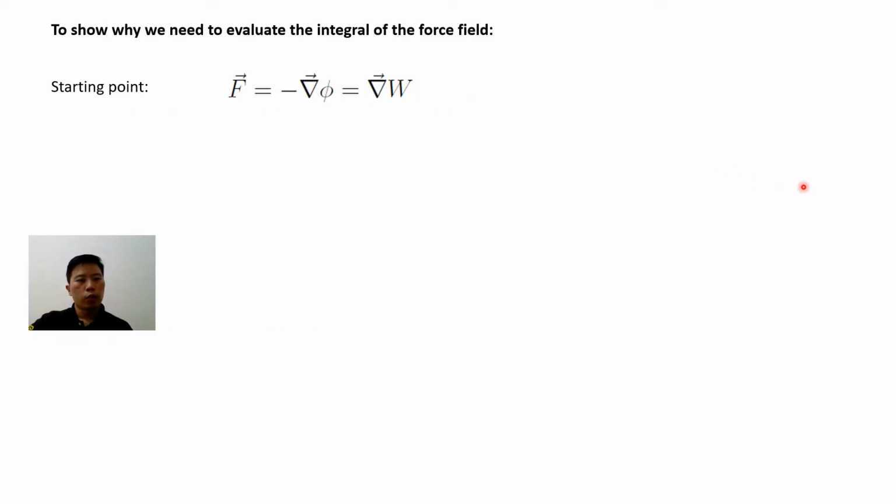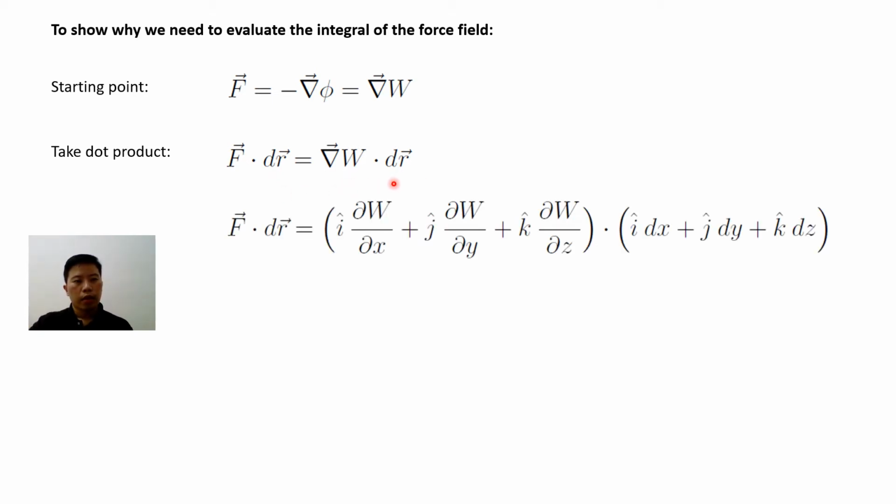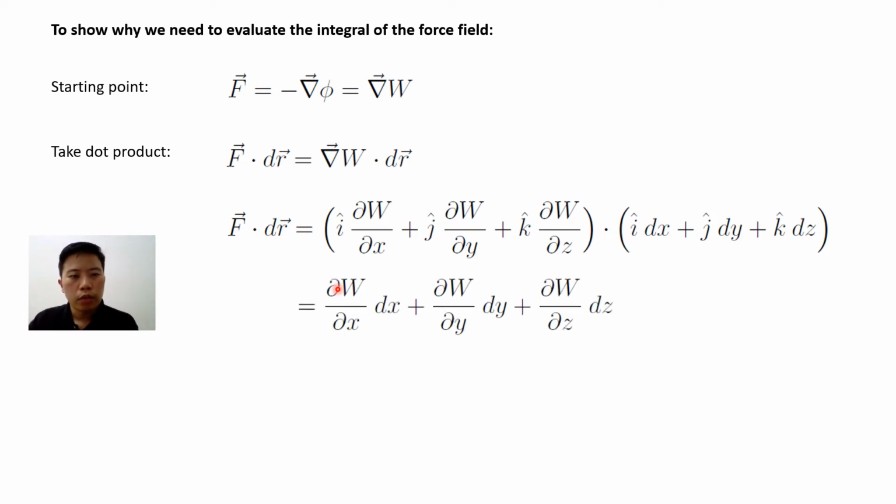So we start with f equals to nabla w. So this is a starting point, and then we take a dot product with a dr, and here you have a dr on the left and the right hand side, and from there you can expand, because nabla, or the gradient, is written in this form, whereas dr is written like this.